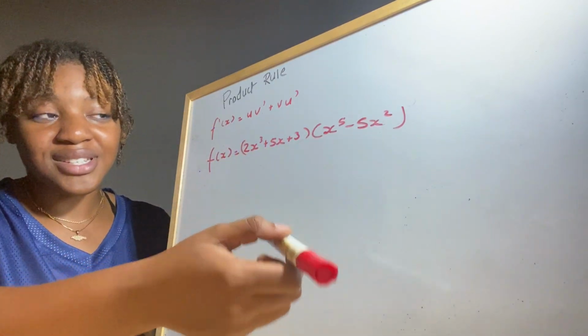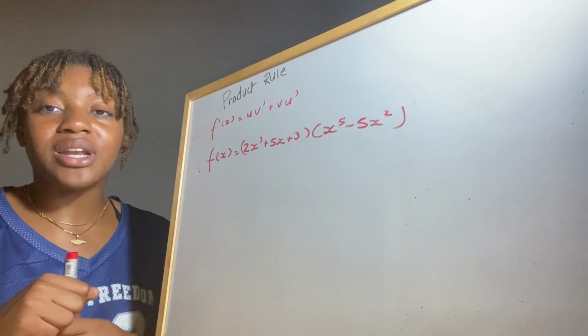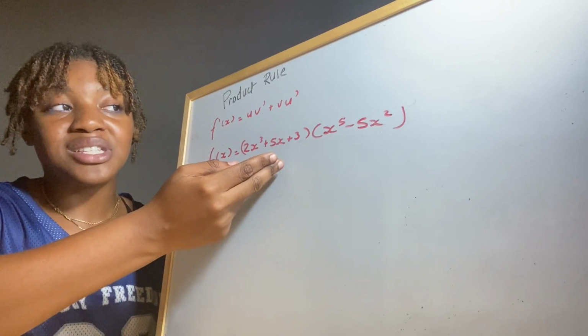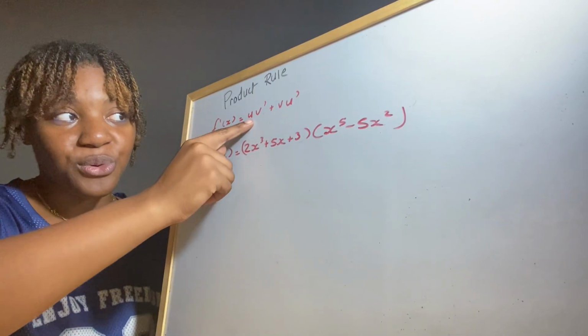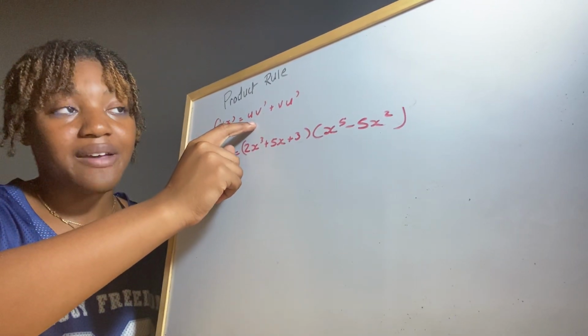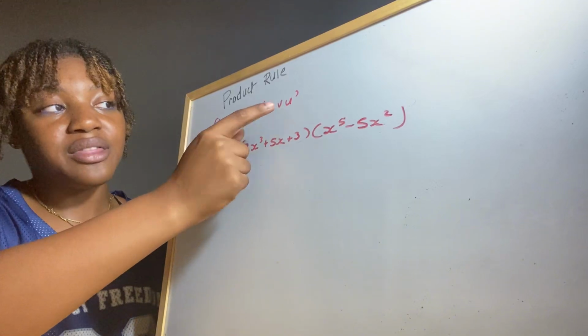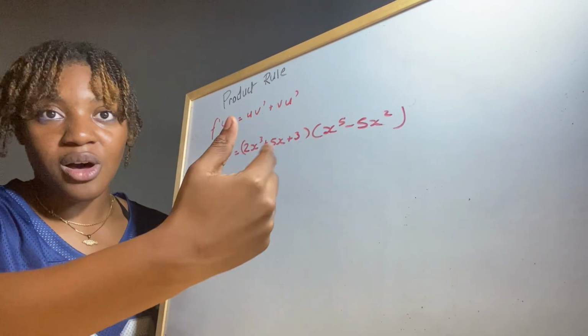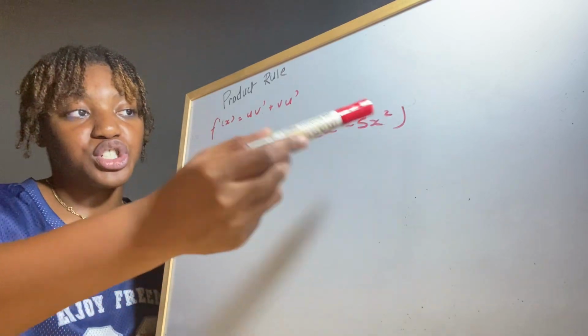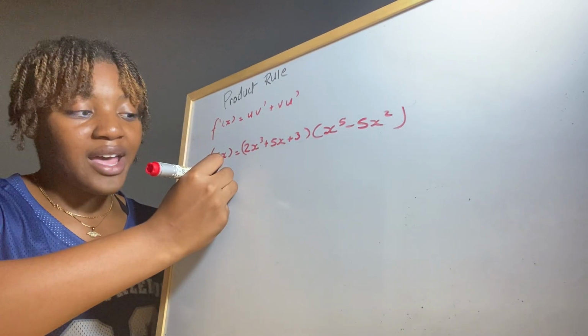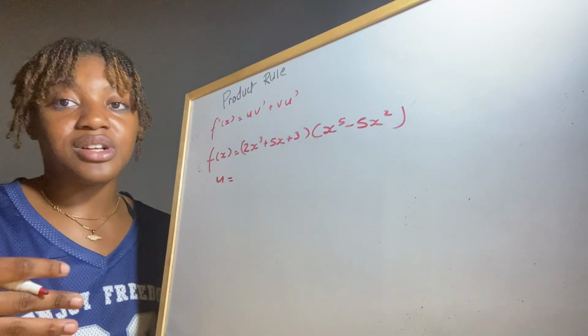And the product rule states that we would identify one expression to be u and another to be v, and we follow this format where we leave u as it is and we times it by v differentiated, and then we'll add it with v how it is times u differentiated, and that is what we're going to do with this function. So we're going to identify one expression to be u and another to be v.